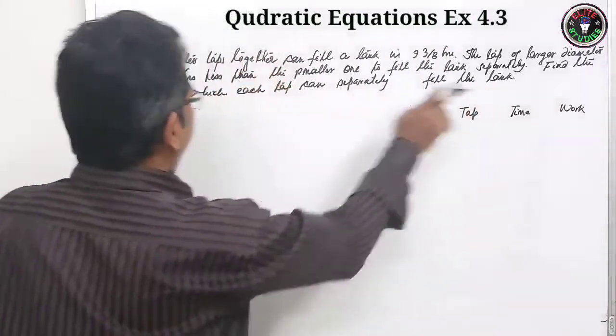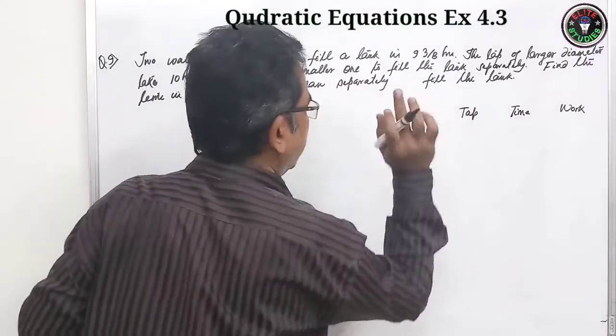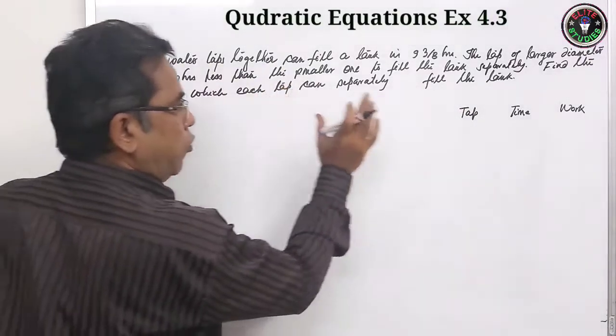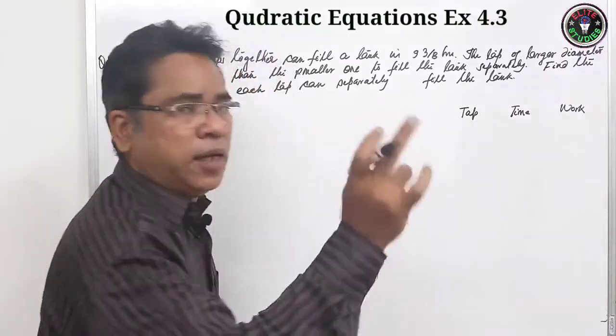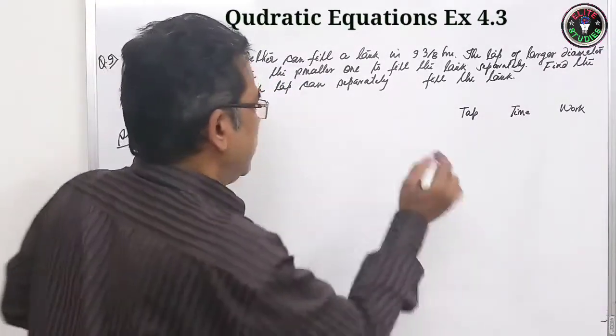Here you have to find the time in which each tap can separately fill the tank. First you represent, the very first step in a word problem is to represent your unknowns with variables.